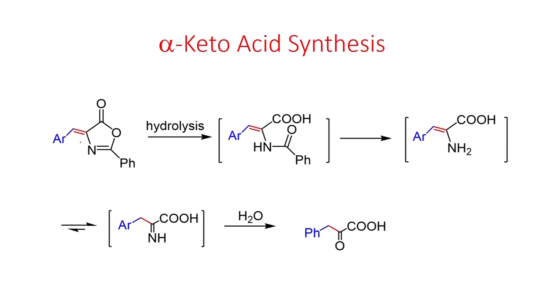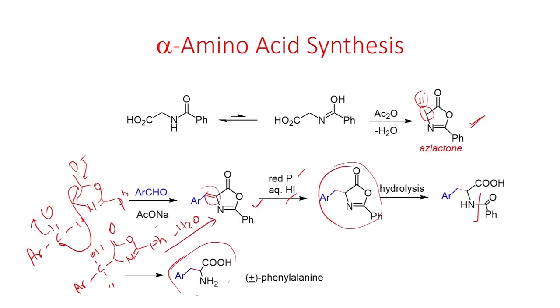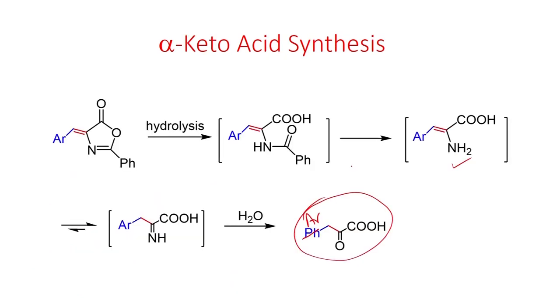Without reduction of the intermediate, you can also do hydrolysis. Then you can get this intermediate, which can be further hydrolyzed to give this alpha-keto acid. So this is also a very important component. In this way you can make a variety of aryl substituted alpha-keto acids. If you look at this one, this is basically an aldol reaction: a deprotonation, which undergoes addition with this aromatic aldehyde, and this is a crucial step. Once you form this one, then you can do reduction to get phenylalanine. Alternatively, you can also do hydrolysis. You can get this alpha-keto acid.